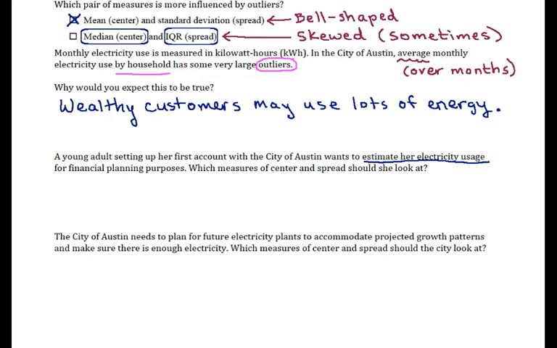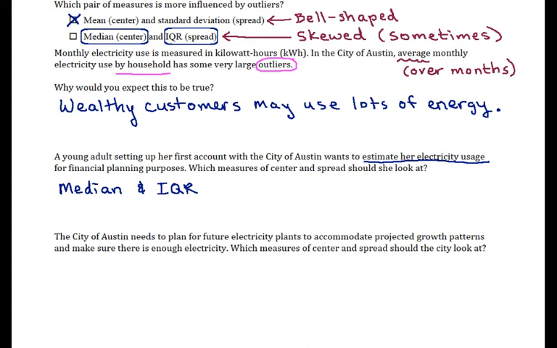The part I underlined is really the important part. She is interested in her electricity usage. This is a young adult. We're assuming this is not Sandra Bullock moving to Austin, right? This is sort of a typical customer of Austin Energy. She's not really interested in how much energy Michael Dell uses, right? So she would be interested in the median and the IQR because she does not want her calculations to be affected by a few very high outliers.